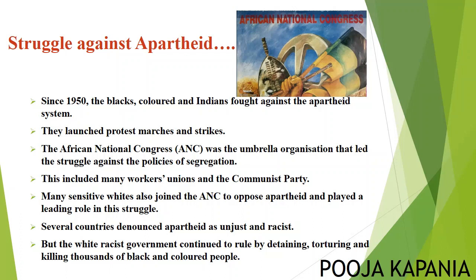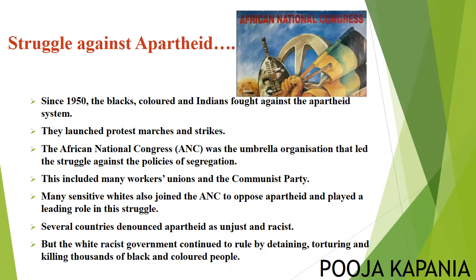Struggle against apartheid. Since 1950, the blacks, colored, and Indians fought against the apartheid system. They launched protest marches and strikes. The African National Congress was the umbrella organization that led the struggle against the policies of segregation. This included many workers' unions and the Communist Party. Many sensitive whites also joined the African National Congress to oppose apartheid and played a leading role in the struggle.